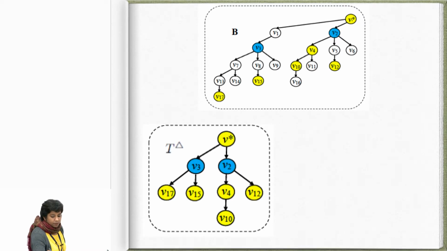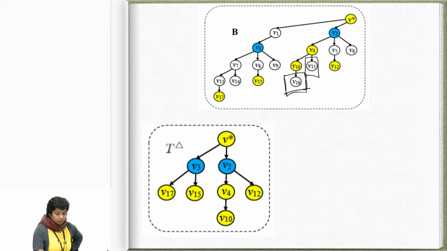See this path, V star, V2, V4, V10. Beyond this, there are no yellow vertices, right? So this is the part that I compress first. Okay, forget about compress, I say delete it, because beyond this, there are no yellow vertices. Similarly, here also, I can delete, I'll use maybe a cross, it's easier.